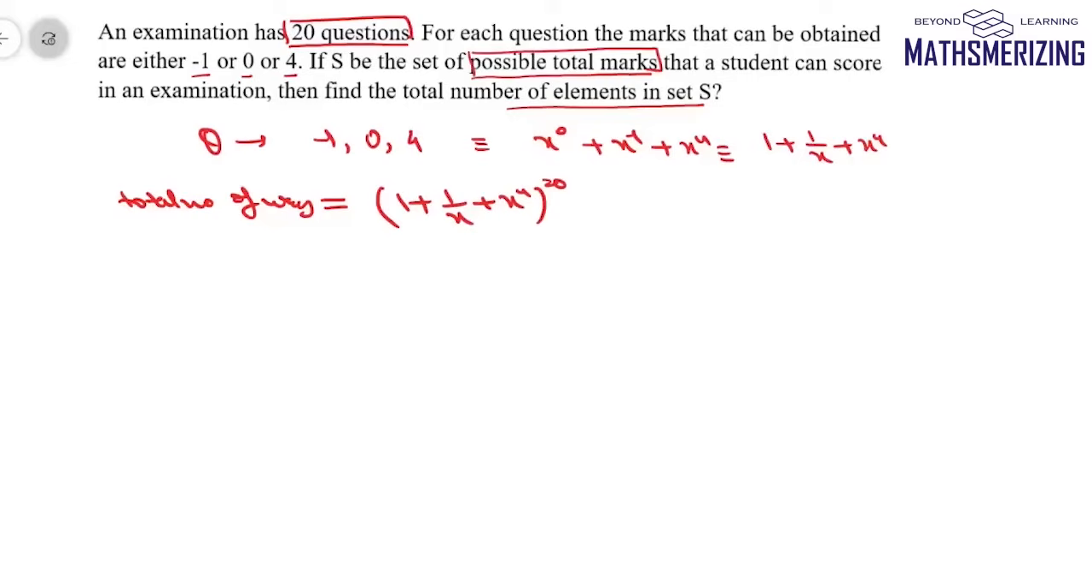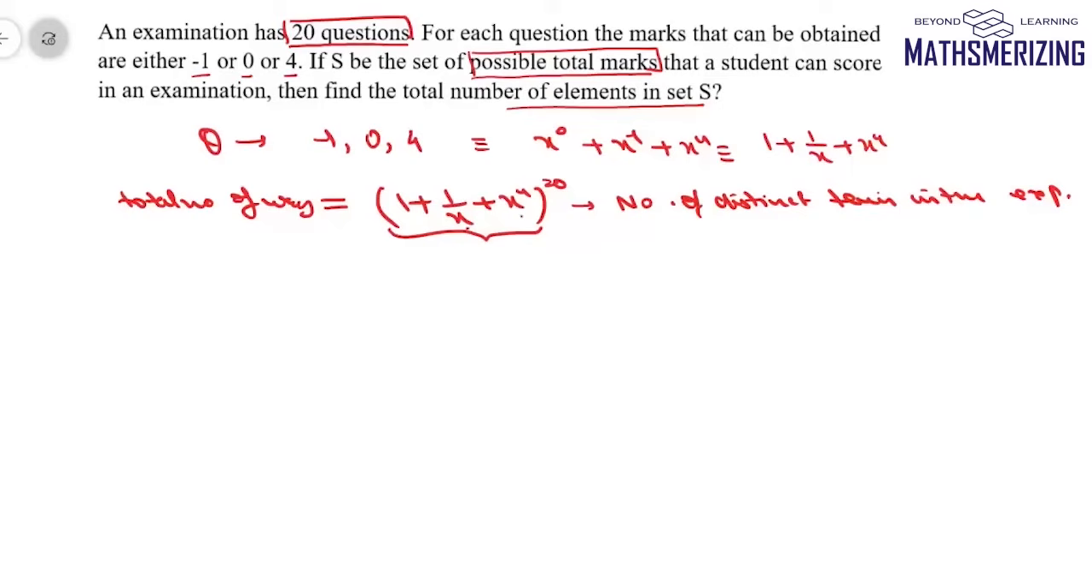Now in order to find all possible total marks that a student can score, we need to find the number of distinct terms in this expansion. Now, how do we find the number of distinct terms in this expansion? I cannot use the formula n plus r minus 1 C r minus 1, because it is applicable only when the variables are unrelated or distinct.